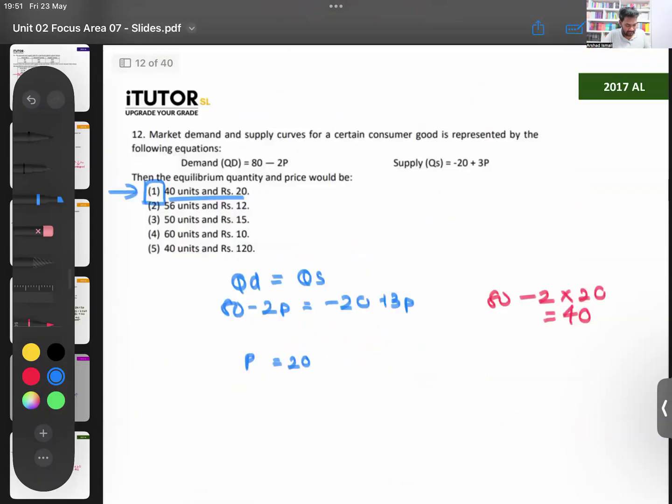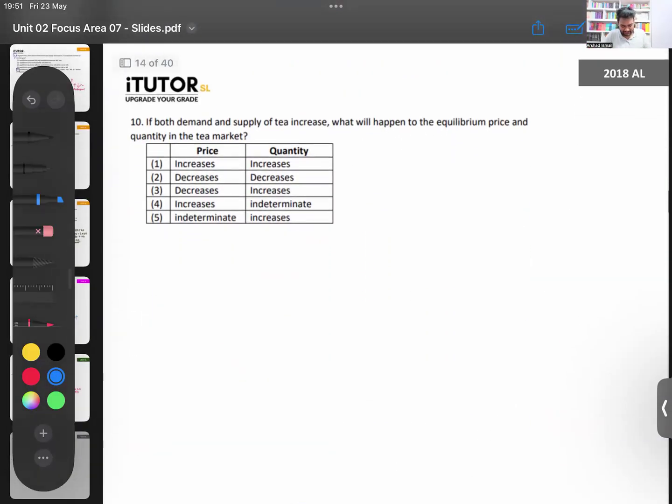Okay, done. Then 2018, question number 10. They're saying, if both demand and supply of tea increase, what will happen to equilibrium price and quantity? Again, we'll draw and see. They have not told you whether demand and supply are changing by the same proportion or not. They have just said demand and supply are increasing. So we'll see.